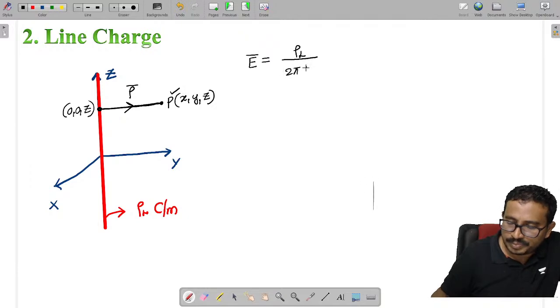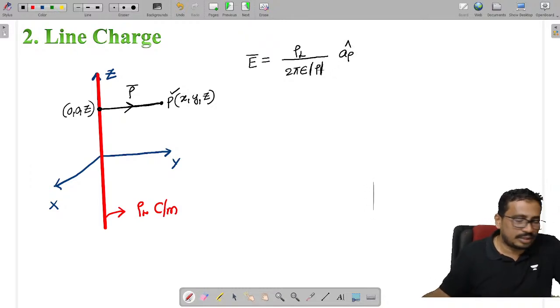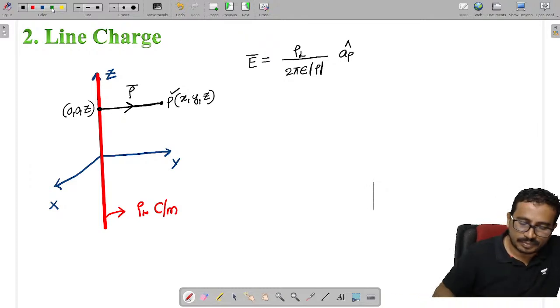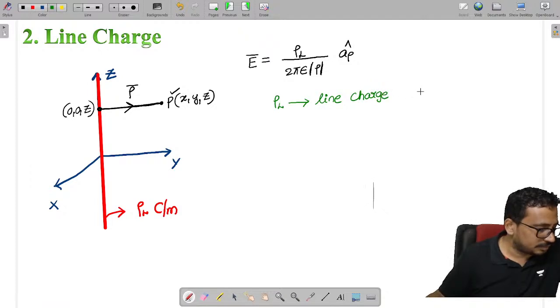2 pi epsilon mod rho into a rho cap. E equals ρL by 2 pi epsilon mod rho into a rho cap. Now, what is this ρL value? ρL is the line charge density.